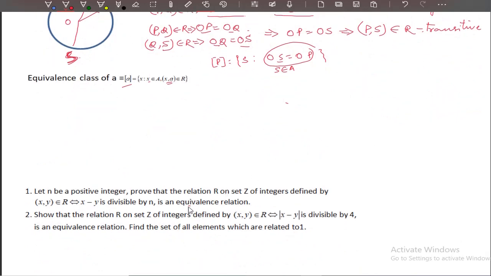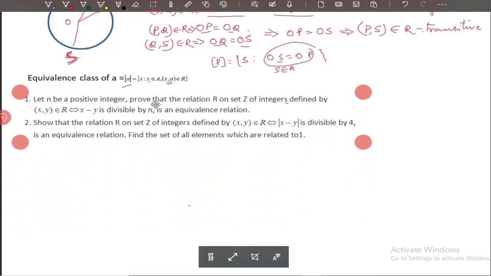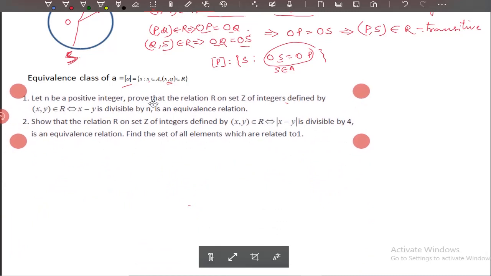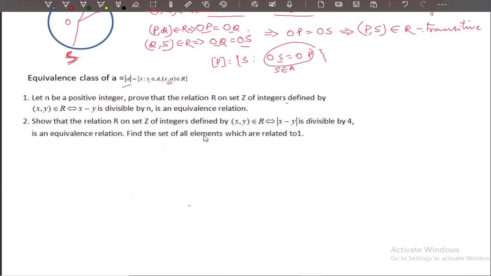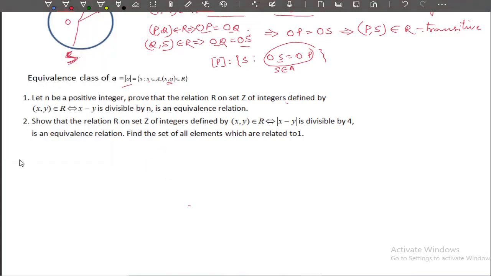Equivalence class also. Okay, now there are two more problems. The first problem is very important also. Let us try to solve. Read the first question. Let n be a positive integer. Prove that the relation R on the set of integers defined by x minus y is divisible by n is an equivalence relation.